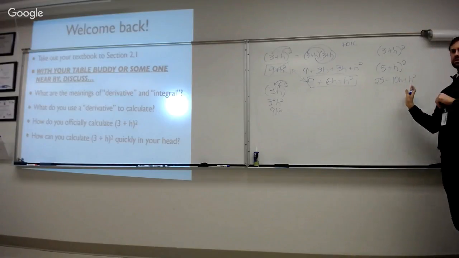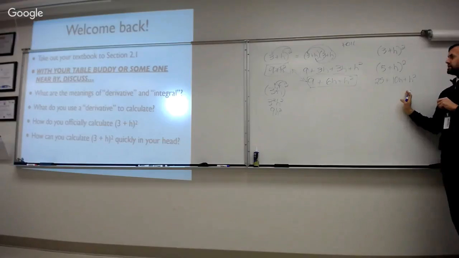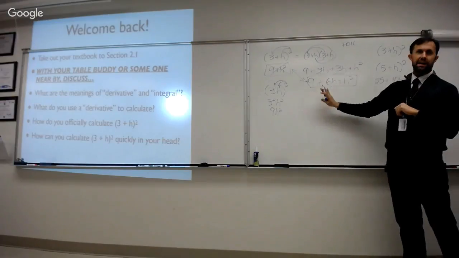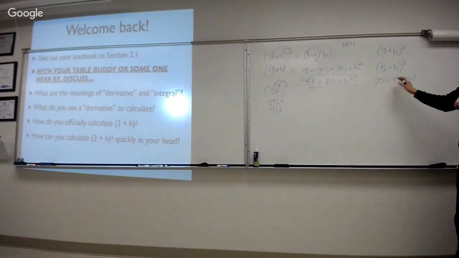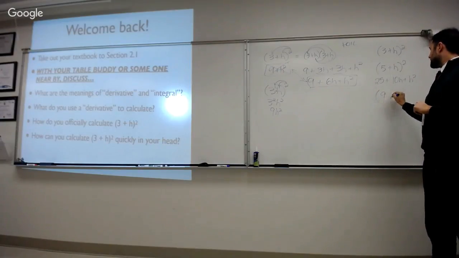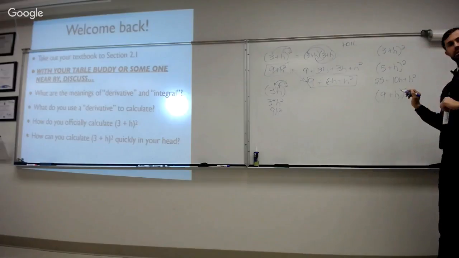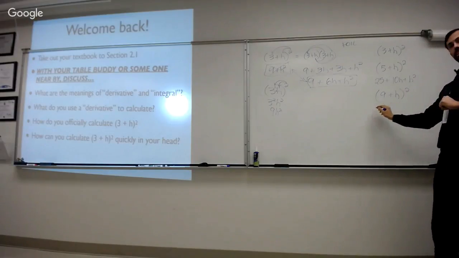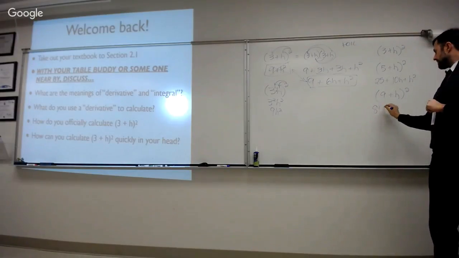So we'll do this quite a few times over the next class periods. So I don't want us to have to sit there and FOIL that out every single time. The important thing would be able to just know the answer off the top of your head. So here's one more. Let's say you had (9 + h) quantity squared. Karina, what would this one be? 81. 81.